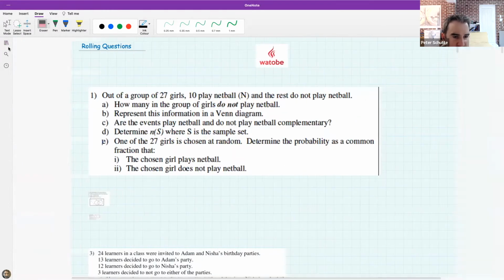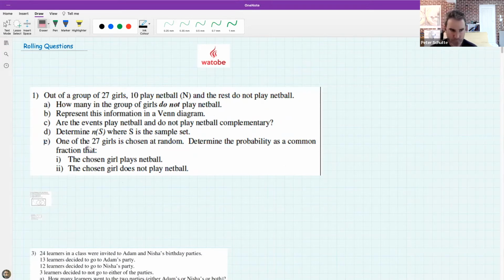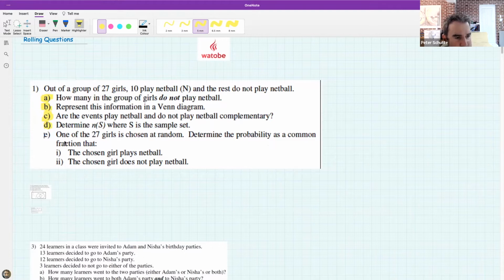Let's start with a simple Venn diagram question. You are given the following situation. There are a group of 27 girls, 10 play netball, and the rest do not play netball. Then I want you to answer the following questions for me. I want you to do A, B, and C. Actually, I want you to do these four, A, B, C, D. I'm going to give you some time to do that. Once you've done that, I'm going to come along and draw the Venn diagram. And then we'll talk about question E.